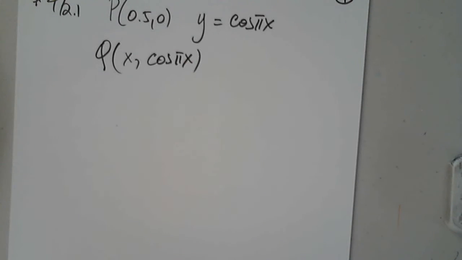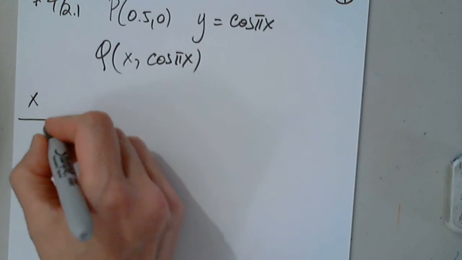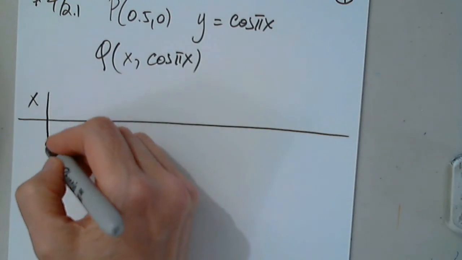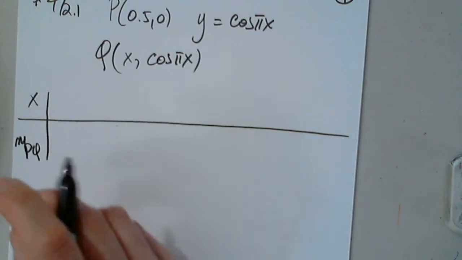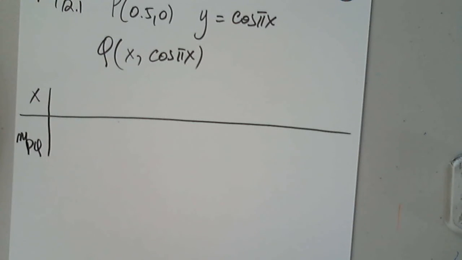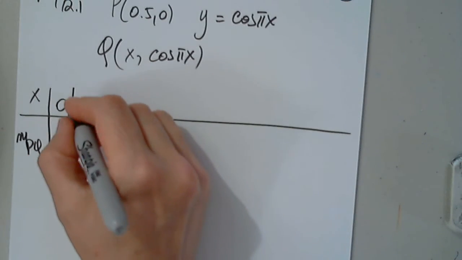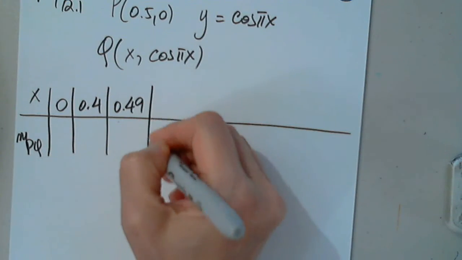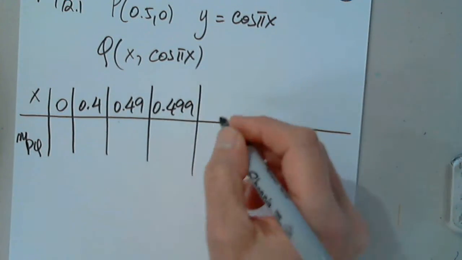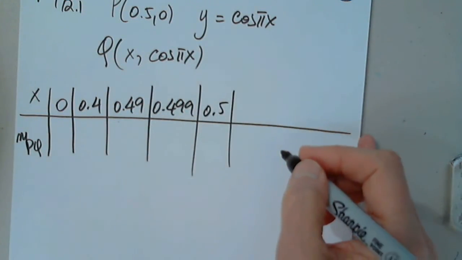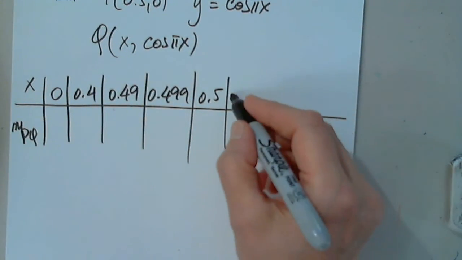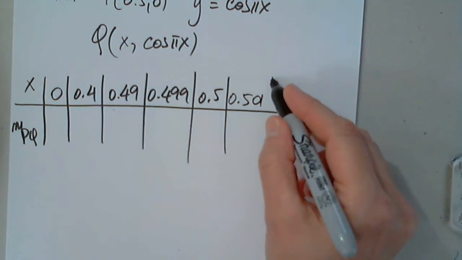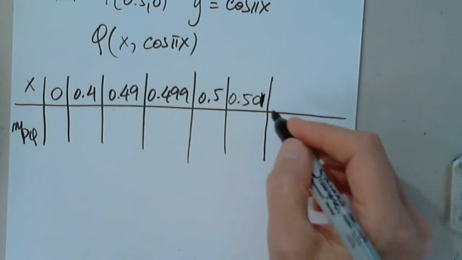So the point is 0.5, 0. So 0.5 is the key. So I have x. Watch me run out of room. I always do. And P, Q. So 0. Okay, closer. Okay, so we have 0, we have 0.4, 0.49, 0.499. Of course, I'm going to put 0.5, although it's not legitimate at this point. 0.501. Everything is in the ascending order.